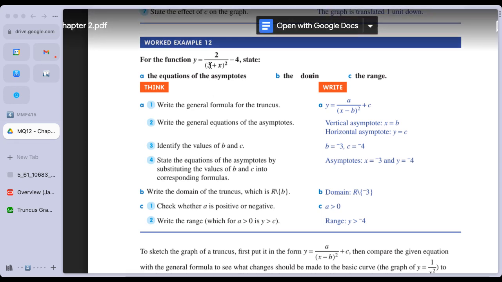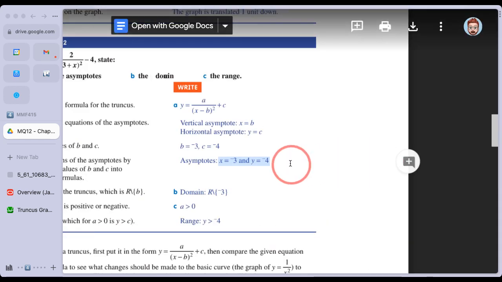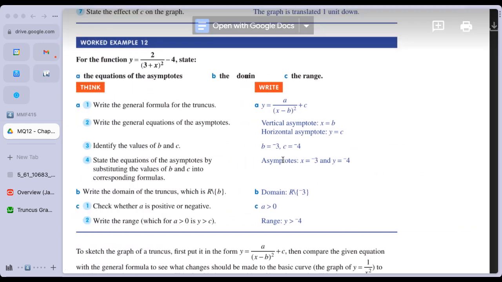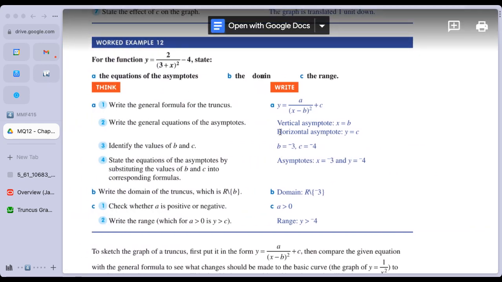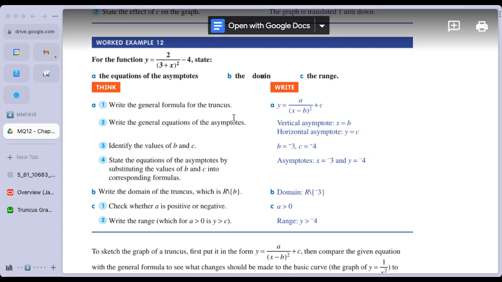I'd be more likely to just use your understanding of transformations in a bit more broad sense. So 3 plus x here is the same as x plus 3. If we know that means that it's been translated to the left by 3 units. Yeah, to the left. So that would be a minus 3 for the vertical asymptote. So I would go straight down to an asymptote of x equals minus 3. We've got a minus 4 here, so that means we've got a horizontal asymptote of y equals minus 4, and we can read that straight from the function.